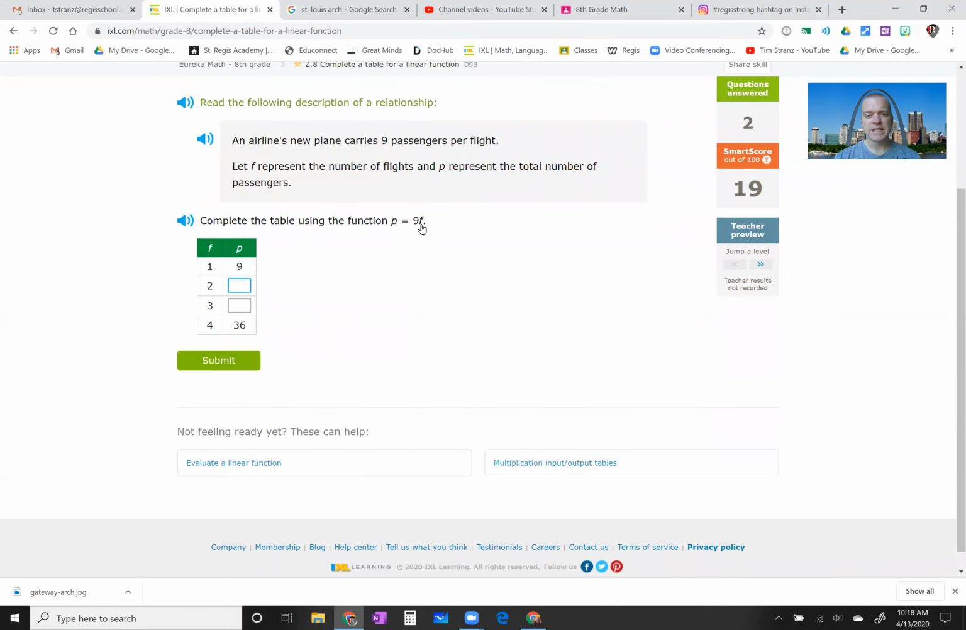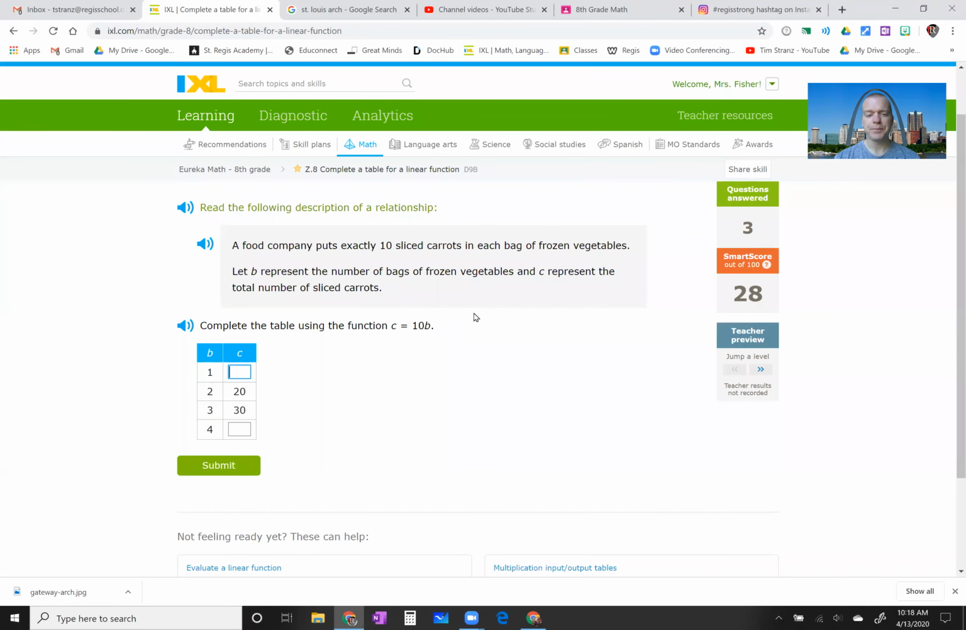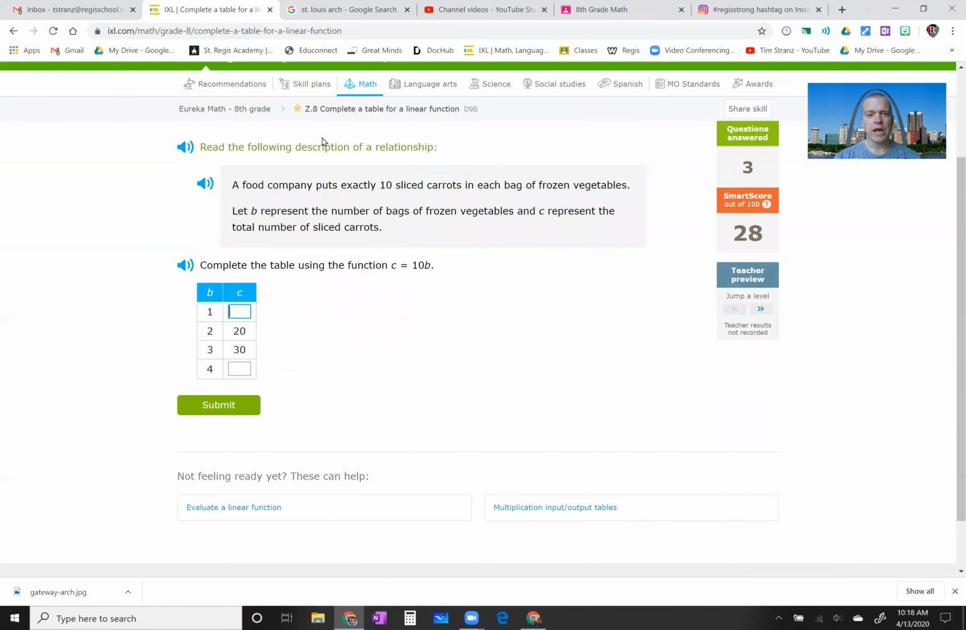P equals 9 times F. So your P's equal your 9 times your F columns. So 9 times 2 is 18. 9 times 3 is 27. There you go. Pretty simple, right? Let's look at your next skill that I want you to complete.